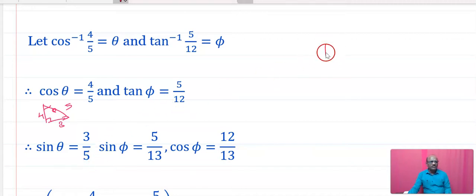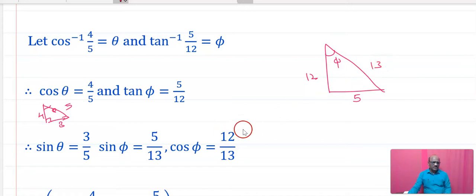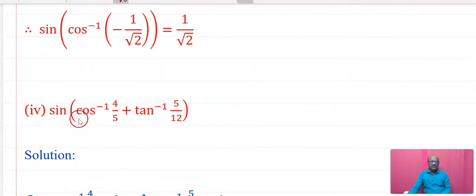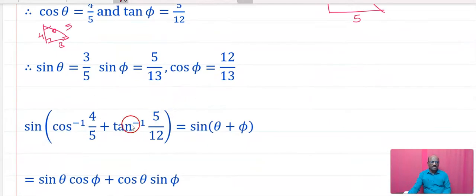Similarly, in the next case, this is the phi angle. Tan of phi means opposite side upon adjacent, and this is 12. Therefore, this is 13. Therefore, cos of phi is adjacent side upon hypotenuse, that is 12 upon 13. And hence we have sine of cos inverse of 4 by 5 plus tan inverse of 5 by 12. This is theta and this is phi.